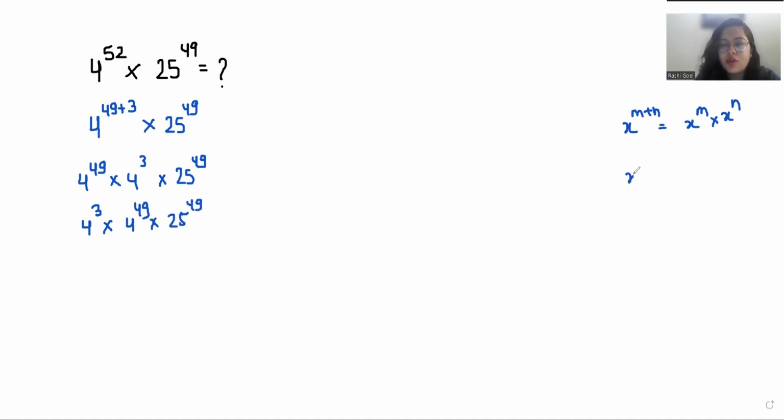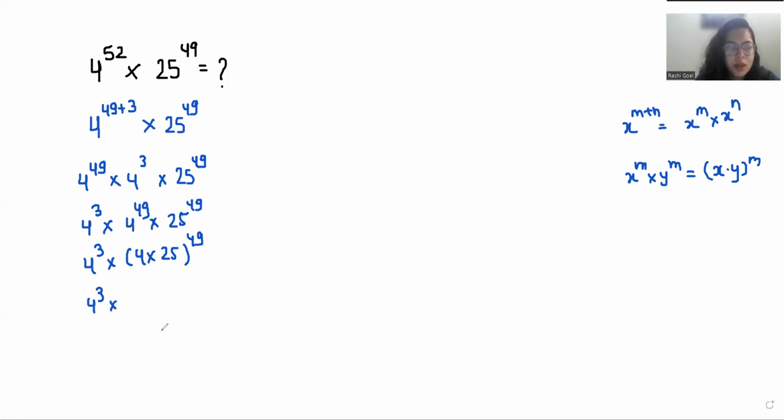Now another exponent rule x power m times y power m, we can write it as x times y whole power m. So 4 power 3 times 4 times 25 power 49. 4 power 3 times 4 times 25 is 100 power 49. 4 power 3 is 64 times 100 power 49.